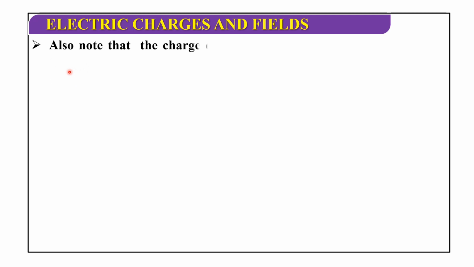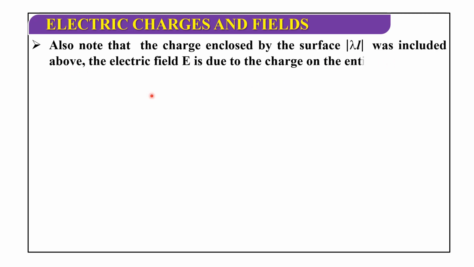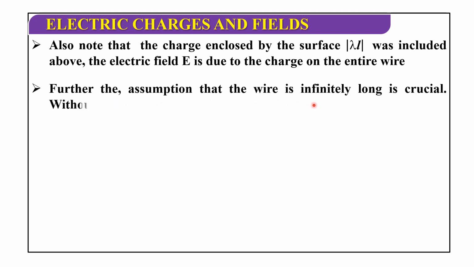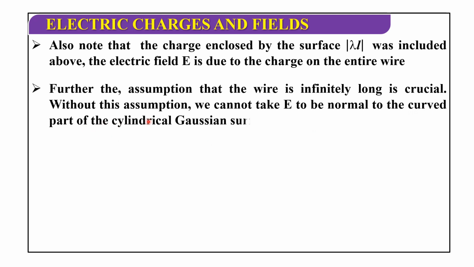Now, also note that the charge enclosed by the surface, lambda L, was included above. So the electric field is due to the charge on the entire wire. Further, the assumption that the wire is infinitely long is crucial. Without this assumption, we cannot take E to be normal to the curved part of the cylindrical Gaussian surface.